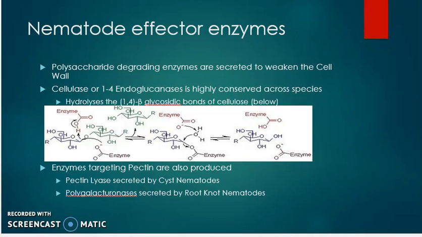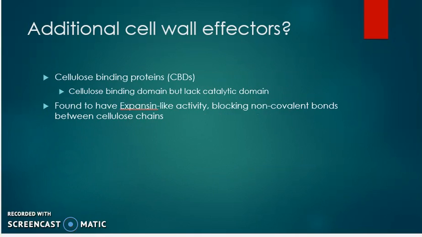Additional effectors are also known to interact with the cell wall. Cellulose binding proteins were once thought to have an enzymatic activity due to their cellulose binding domain, however, upon further investigation, were found to lack a catalytic domain. Functional assays confirmed an expansin-like activity that actually softens the cell walls by breaking the non-covalent bonds between cellulose strands.